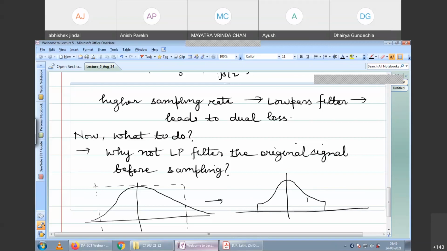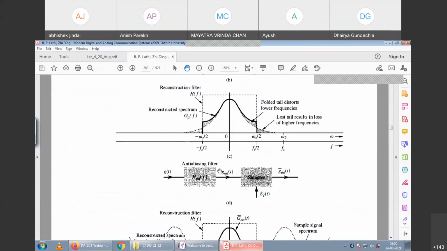Now you can say that we have induced a distortion at the starting point itself, but there is no choice, because what we do in theory sometimes doesn't translate into reality exactly. So we need to make a few exceptions, or we need to find ways to use theory in reality. So this is what we're doing: first we need to pass it through an anti-aliasing filter, and then we need to sample.